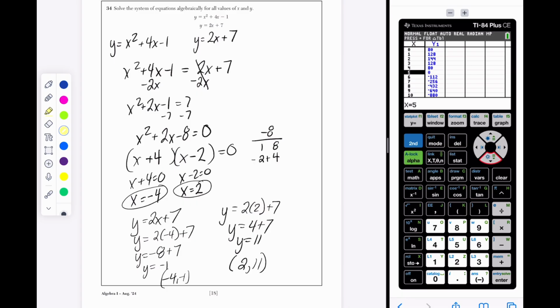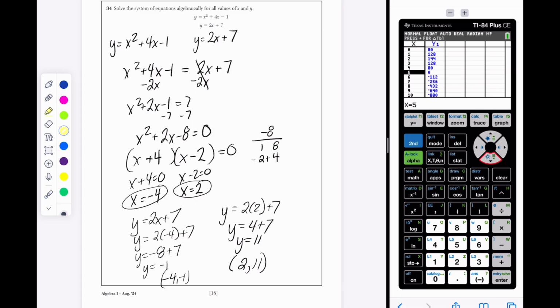So my other point is (2, 11). And that is my solution. Now, this is enough for us to get full credit on this problem. If you wanted to do the extra work of substituting and checking using the quadratic one, you could. You could substitute into y = x squared minus 4x minus 1 with those points and also find that it is true. But here, this gives us most of the points.